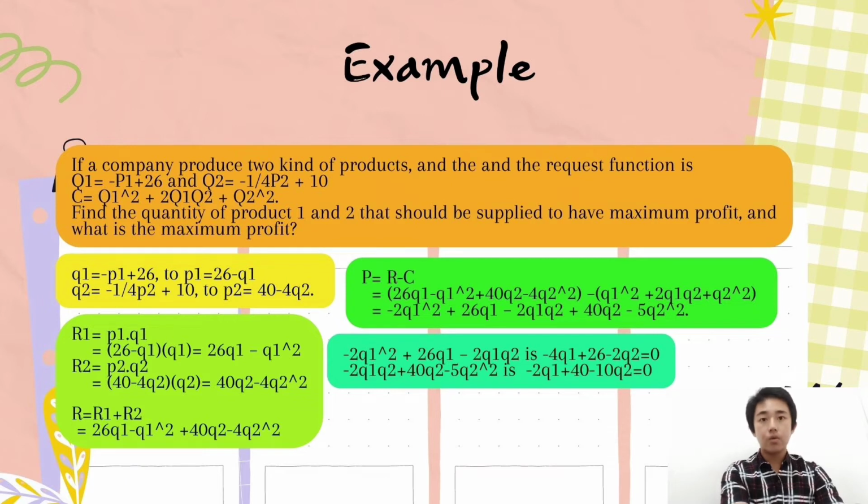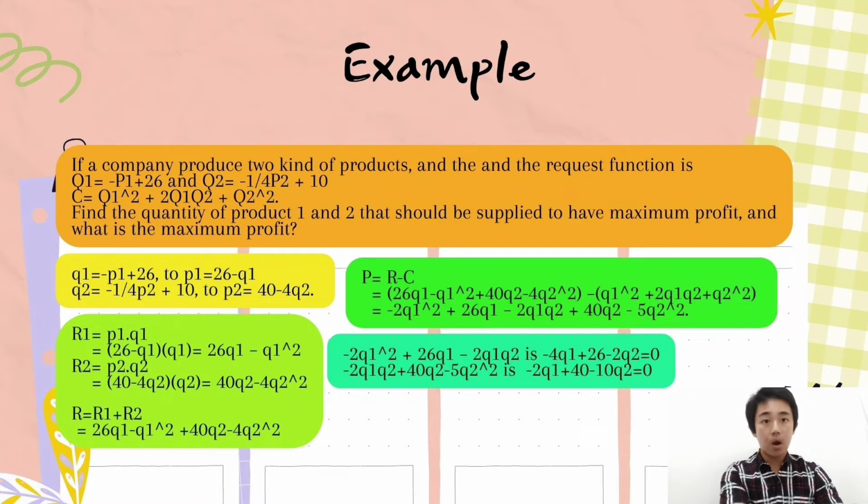To find the total revenue, we add the first and the second revenue. So we're just adding them up. It becomes 26Q1 minus Q1 squared plus 40Q2 minus 4Q2 squared.